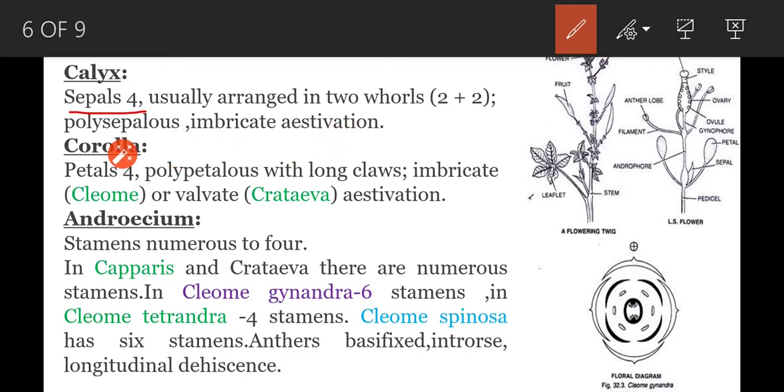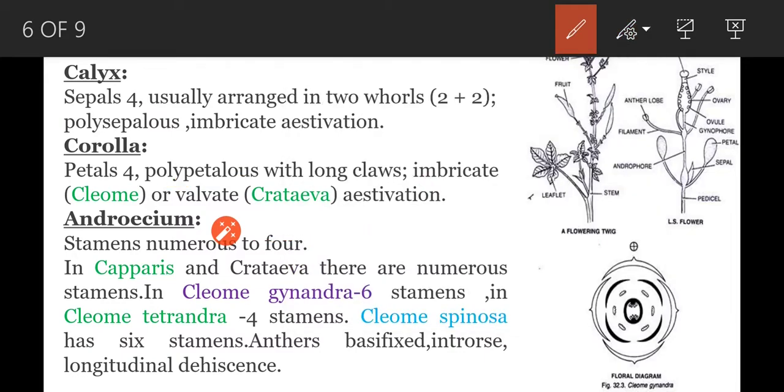Next, the second whorl of the flower is the corolla. Corolla comprises 4 petals. Petals are 4 in number. They are polypetalous. Polypetalous means they are free, not fused. Next, aestivation is imbricate or valvate. Imbricate aestivation is seen in Cleome species, and valvate aestivation is mainly found in Crateva religiosa. Okay, are you understanding? Next, coming to androecium.